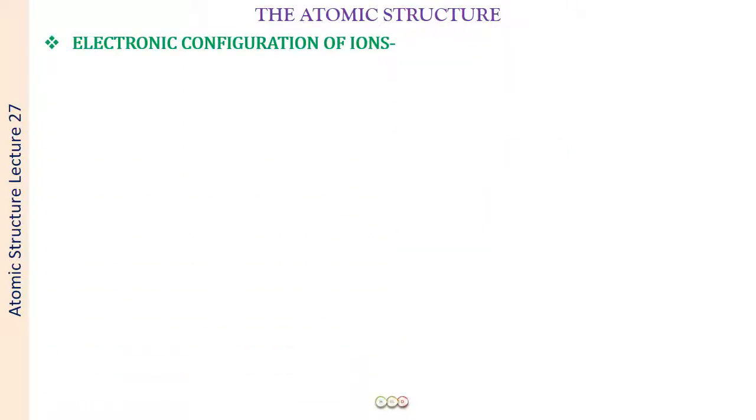Now some important information again about the electronic configuration of ions. Ions are formed by the loss or gain of electrons by a neutral atom. So you have to understand how we write the electronic configuration for them as well. First we will be talking about cations, which are formed by the loss of electrons from a neutral atom. So again we have iron. The electronic configuration of iron is 1s2, 2s2, 2p6, 3s2, 3p6, 3d6 and 4s2.